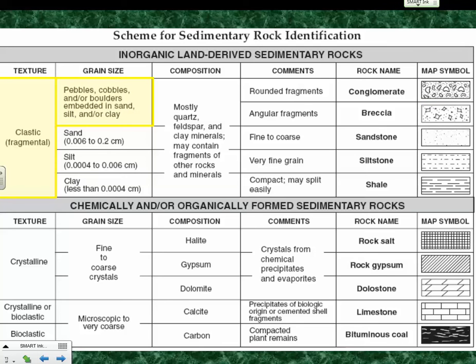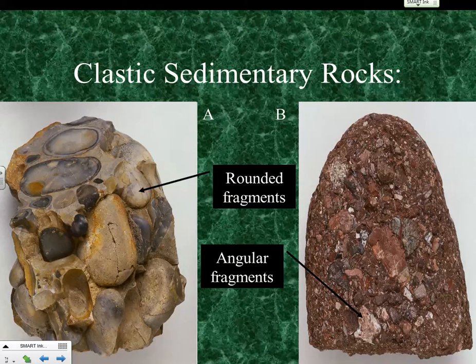It was made of similar sized pieces, similar composition, but had angular fragments, so it's named breccia. And the picture there shows kind of what it looks like. Some people say breccia, some people say breccia. And there's the names, conglomerate and breccia.